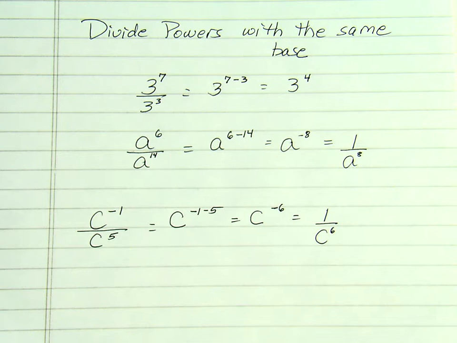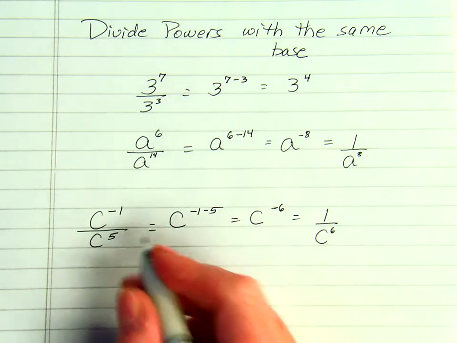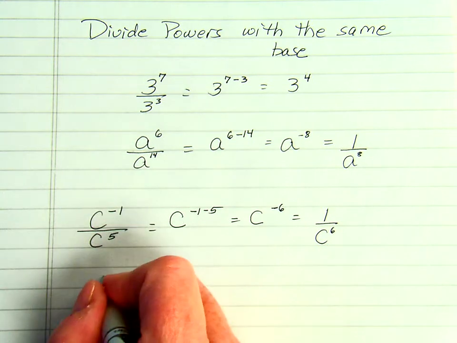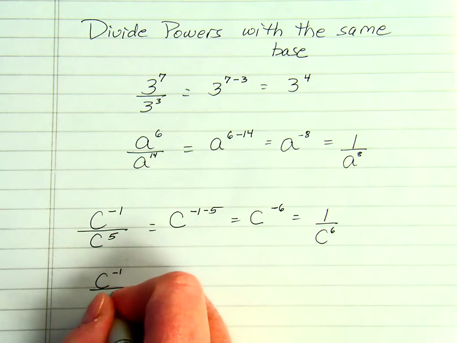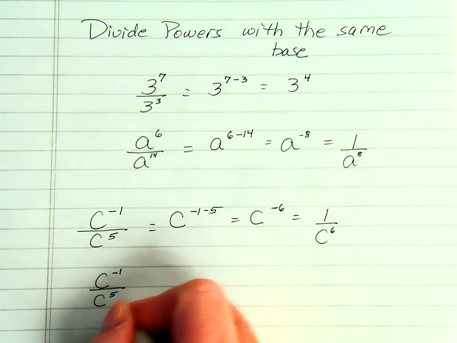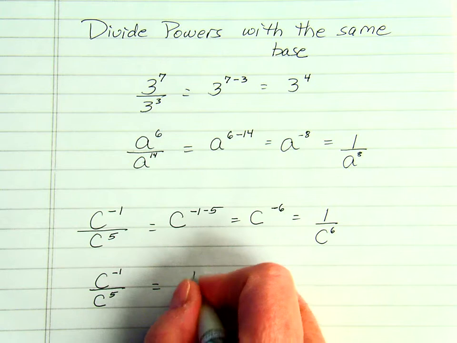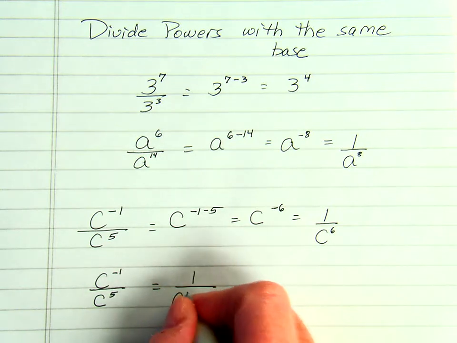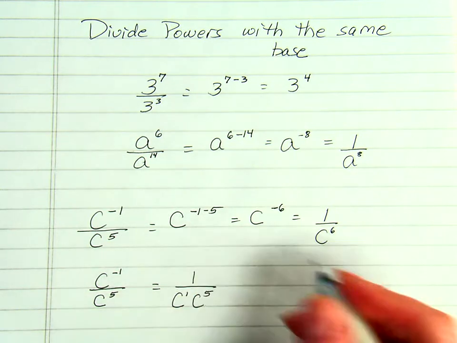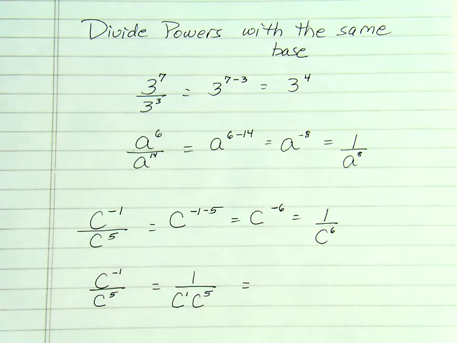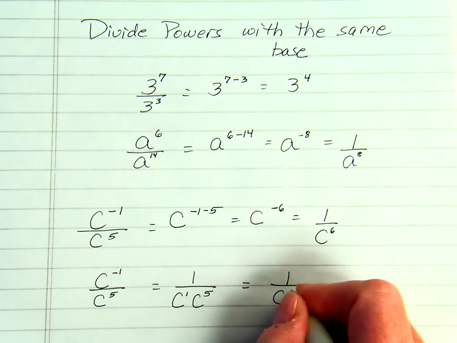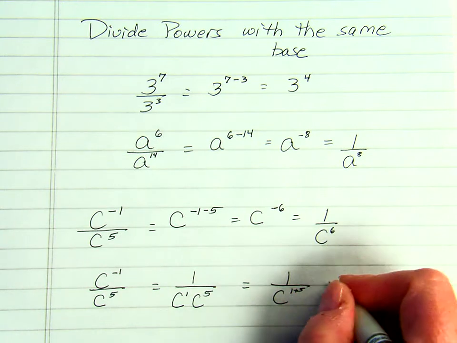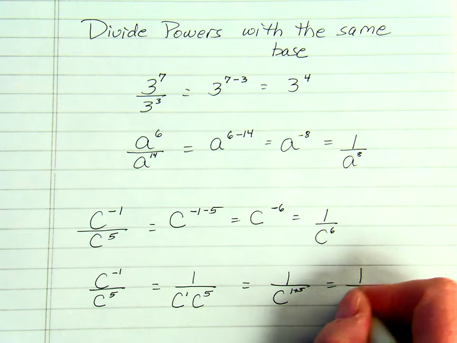Or we could move it, and in that case, we're doing it completely different. So we've got c to the negative 1 over c to the 5th. If we just move that, that makes it 1 over c to the 1st power, c to the 5th power. Now we're going back to our previous lesson where we have 1 over c to the 1 plus 5 equaling 1 over c to the 6th.